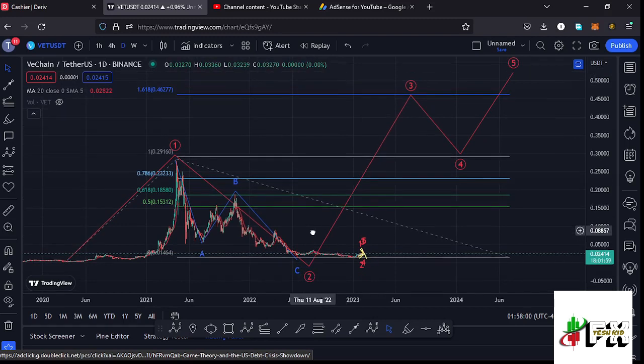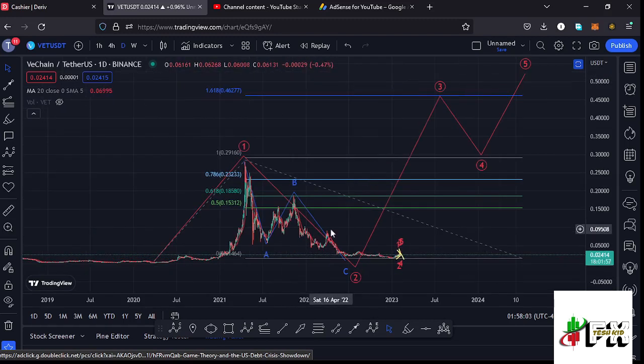And after seeing the formation of a wave 2, whatever we expect next is a bounce to the upside in the formation of that wave 3, and I have a target area to the upside in the formation of that wave 3 at the fib level 1.618, and that perfectly lies at around the $0.46277 mark, and that is the minimum that I'm expecting Vechain to do on the long-term scenarios and also on the short-term scenarios. And let's be patient and see how that plays out, and I'll be keeping you updated.